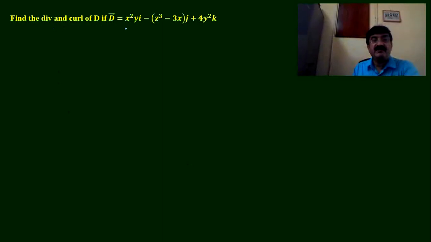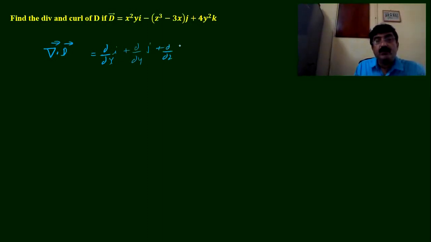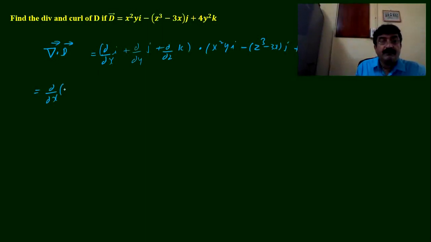Okay, now find the divergence and curl of the given vector. Well, divergence again: del dot d, that is equal to ∂/∂x i plus ∂/∂y j plus ∂/∂z k dot (x²y i minus z³ 3x j plus 4y² k), that is equal to ∂/∂x of x²y, minus ∂/∂y of (z² minus 3x) j, plus ∂/∂z.